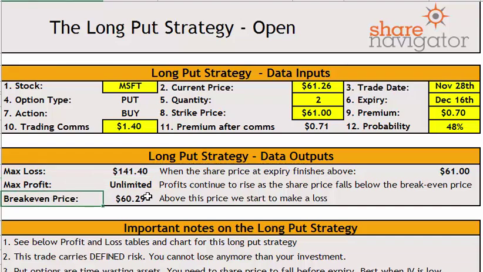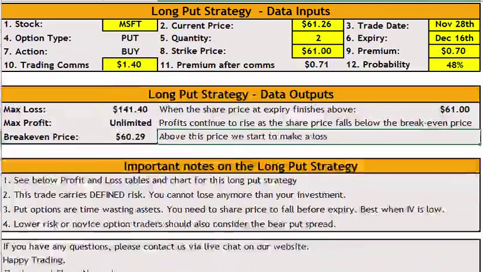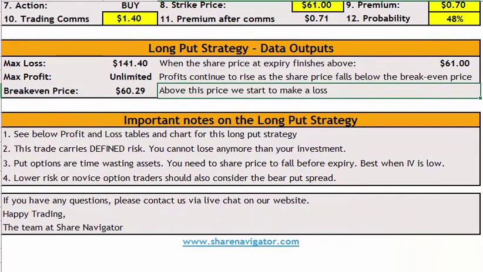And our break even price is $60.29. That's simply equal to your strike price minus the net cost of what you've paid out for the put option. Above that price, we make a loss. Below that price, we start to make a profit. So we've included some important notes here in the trade.